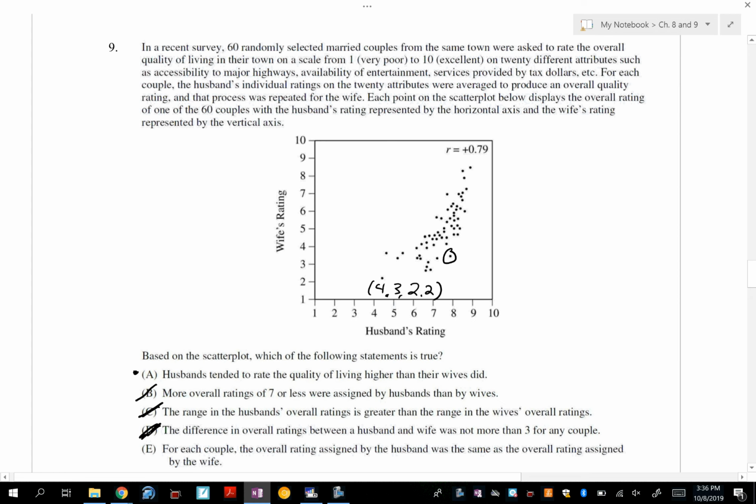Almost there. E. For each couple, the overall rating assigned by the husband was the same as that assigned by the wife. I just showed you the very first point. They did not assign the same rating. So A it is. Good job.